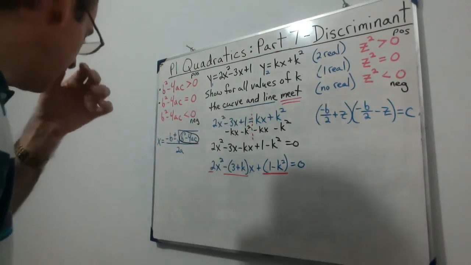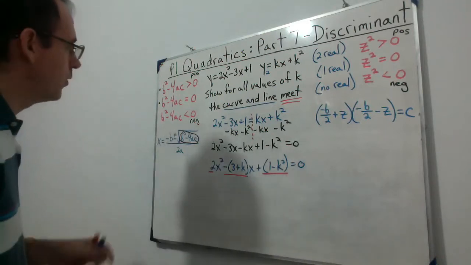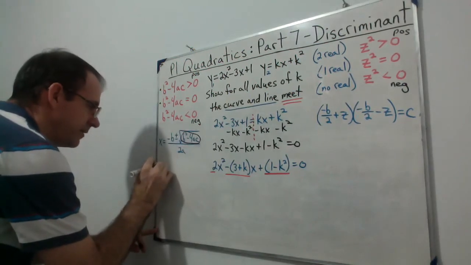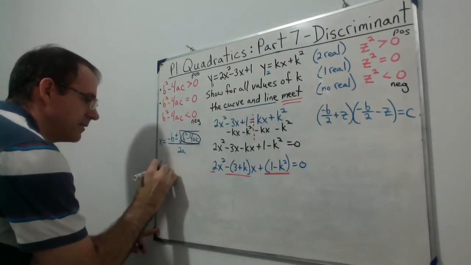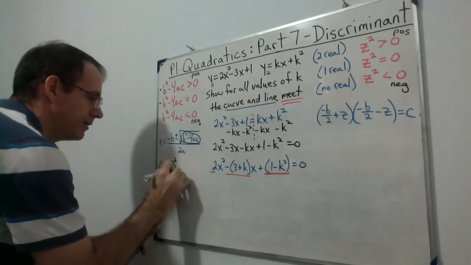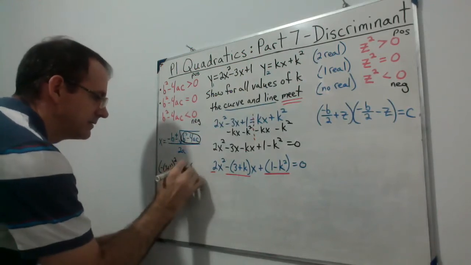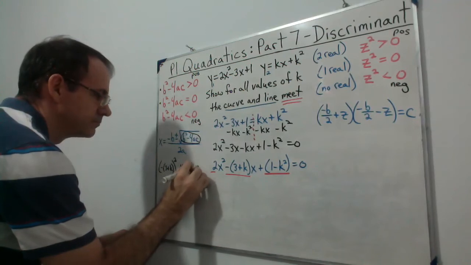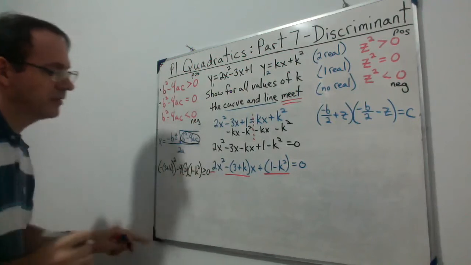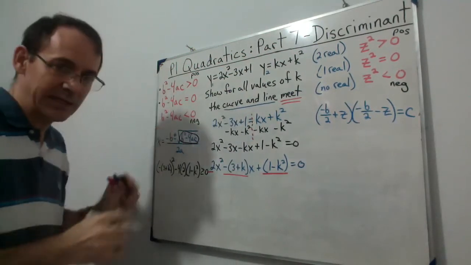So if we use this in our quadratic formula method, what we're going to do is we're going to say our b squared. So this is going to be a negative 3 plus k squared minus 4ac is greater than or equal to 0. The greater than works, the equal to also works. So we need both.